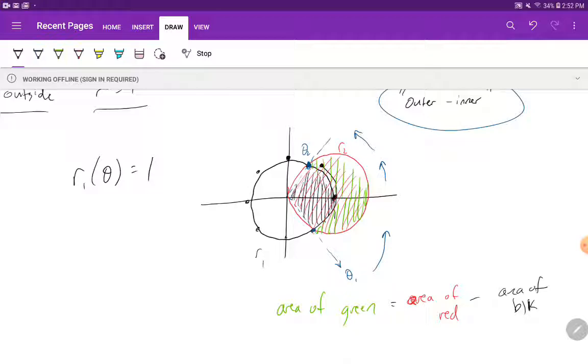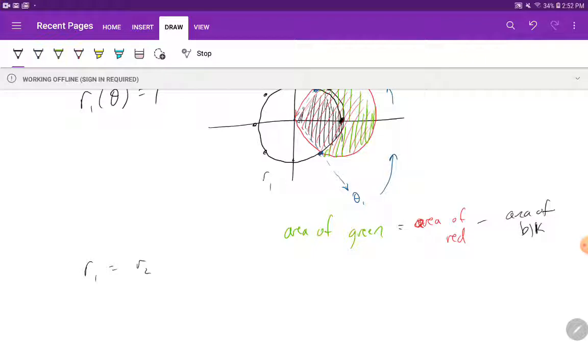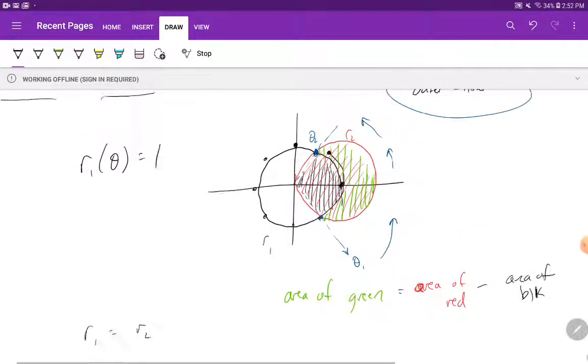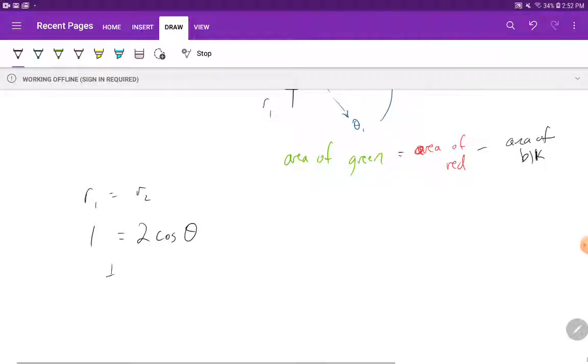So first things first, we have to figure out the theta values, right? We have to figure out where these two functions intersect. Hopefully that rings some bells, right? We have to set the two r's equal to each other, r1 equals r2. So what is that going to become? This is going to become 1 equals, what is the other function? 2 cos theta. This becomes 1/2 equals cos theta.